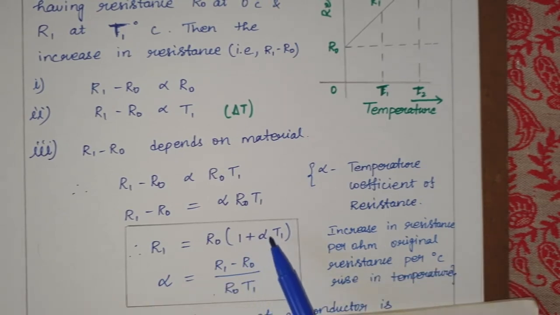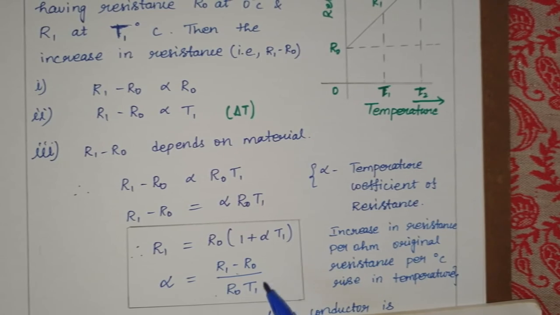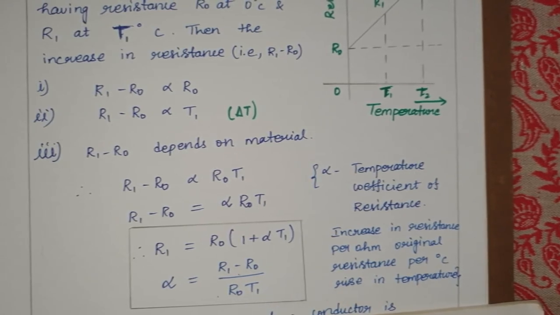From here, if I want to find alpha, what will I get? R1 minus R0 divided by R0 into T1. Actually, what is the definition of this temperature coefficient of resistance? It is the increase in resistance per ohm of original resistance per degree rise in temperature. That means when I increase the temperature by 1 degree Celsius, how much the resistance is changing. That is the change in resistance divided by per ohm and per degree Celsius rise in temperature.